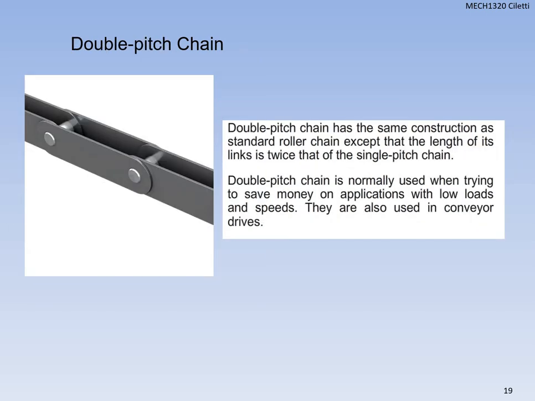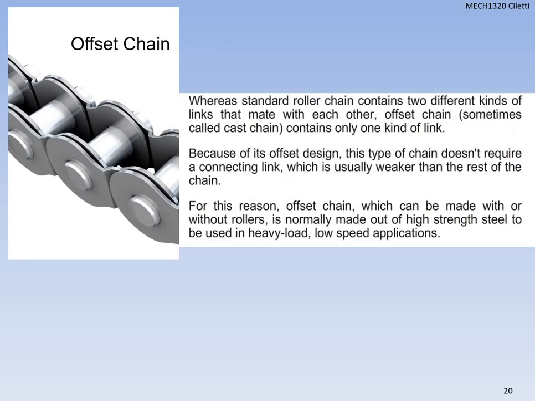Okay, the double pitch chain has the same construction as standard roller chain except that its length is twice that of a single pitch. We can obviously see that because of the gap that lies in there. So we normally use these when trying to save money on applications with low loads and speeds. Low loads, low speeds. So most of the time you might find them on a conveyor drive or something like that. Not a heavy duty conveyor drive, but most of the time.